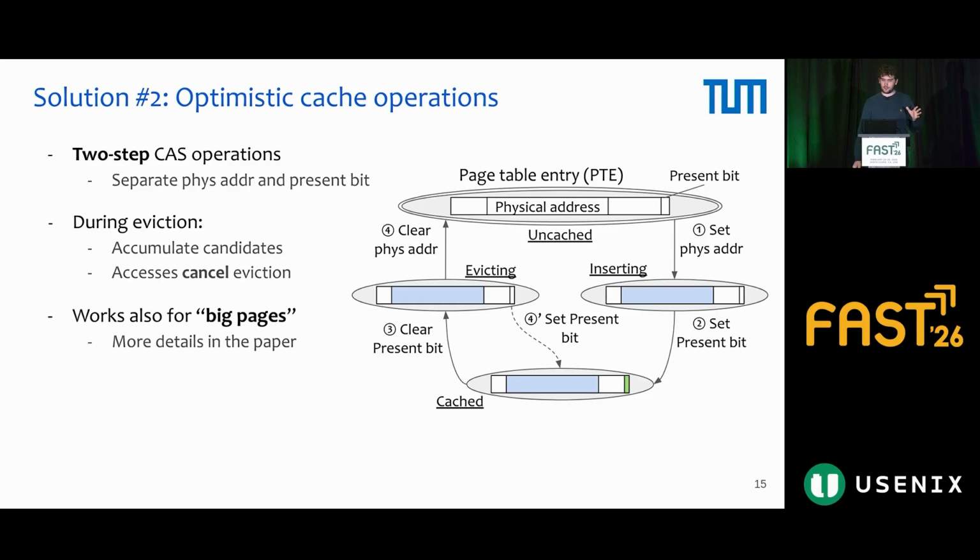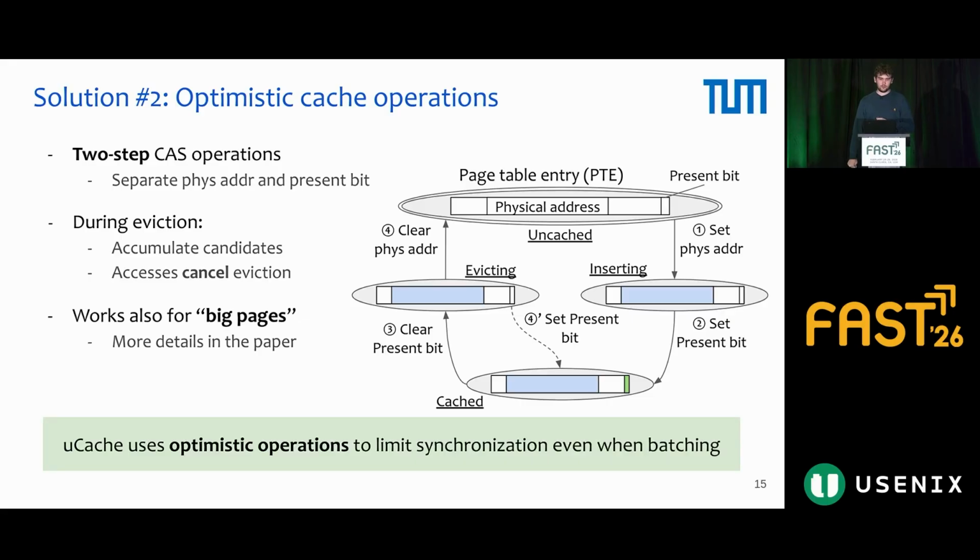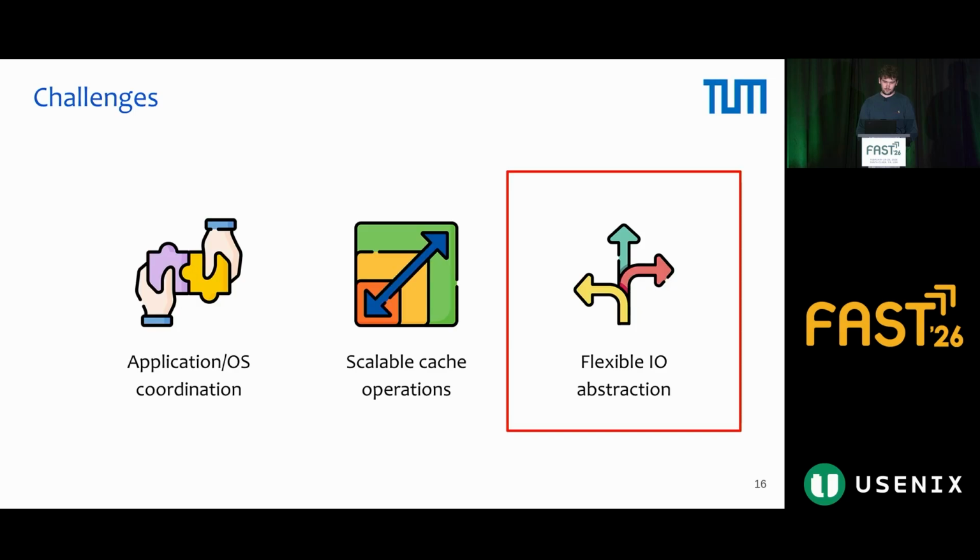This also works for pages composed of multiple hardware-supported page sizes, but I encourage you to read the paper to find more details. To conclude, uCache uses optimistic operation to limit synchronization even when batching. Moving on to the third challenge.